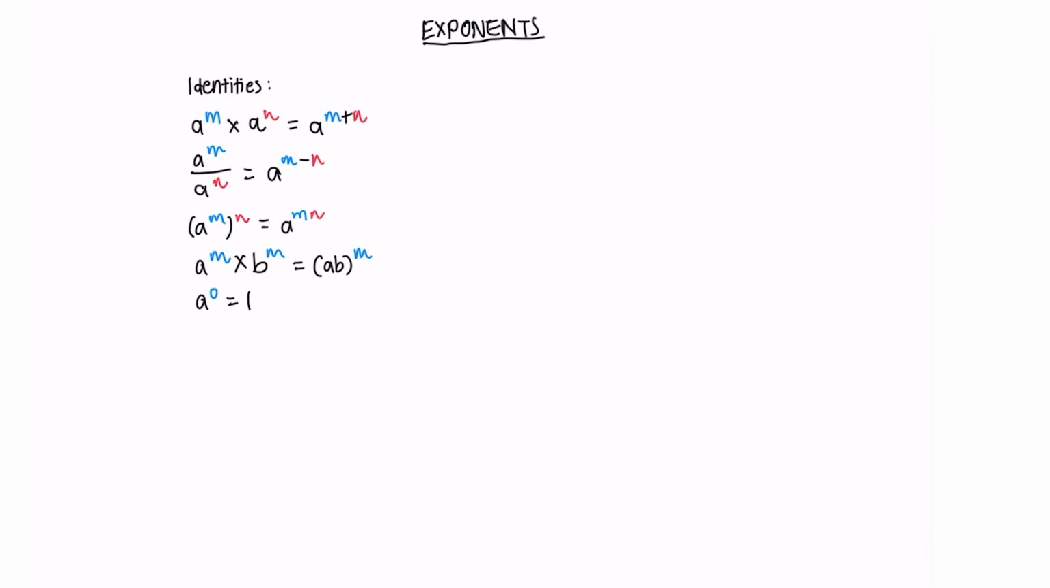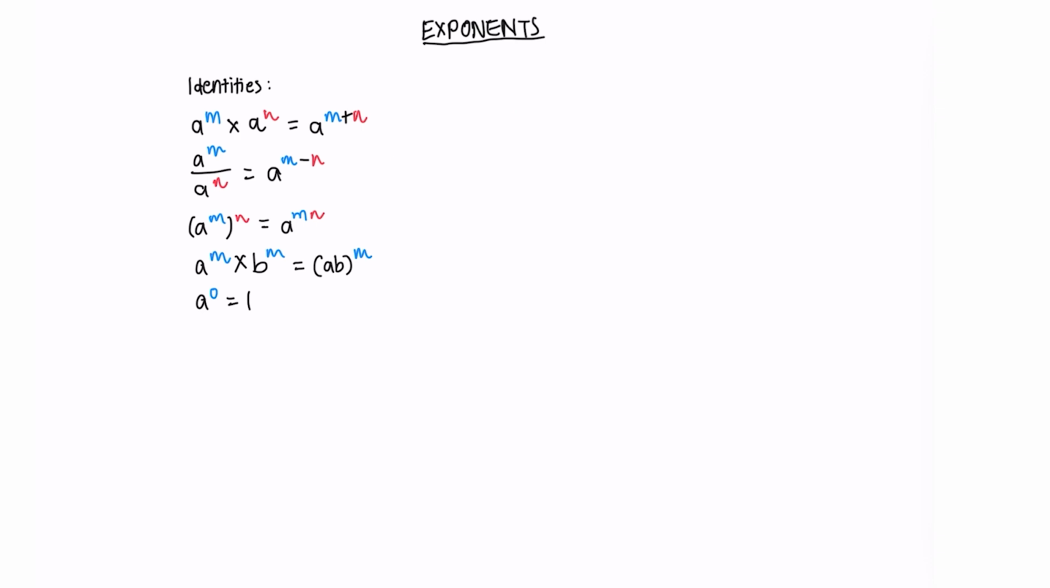Okay, first one, a to the power of m times a to the power of n equals a to the power of m plus n. Why does this make sense? Let's say we have 2 to the power of 3 times 2 to the power of 2. This is just 2 times 2 times 2 times 2 times 2. So you're actually adding the powers together to get your total power, right? This is just 2 to the power of 5.